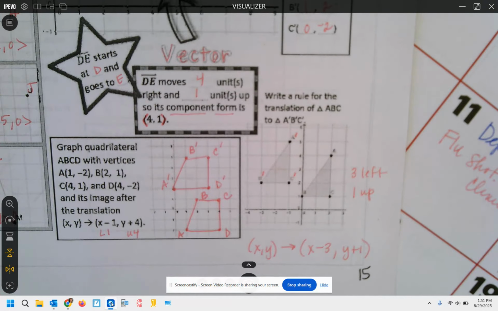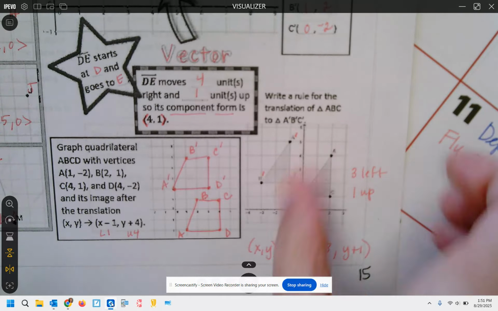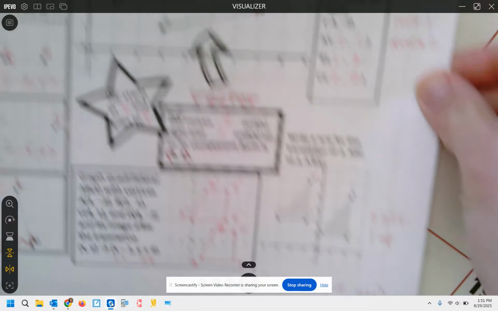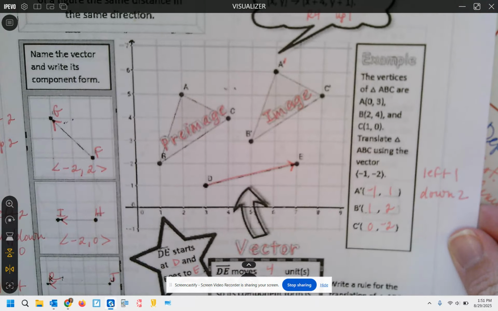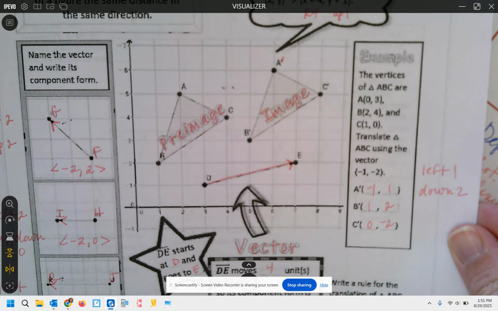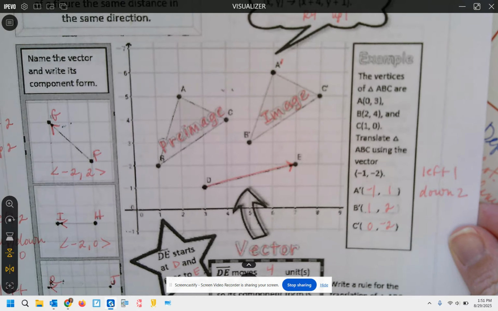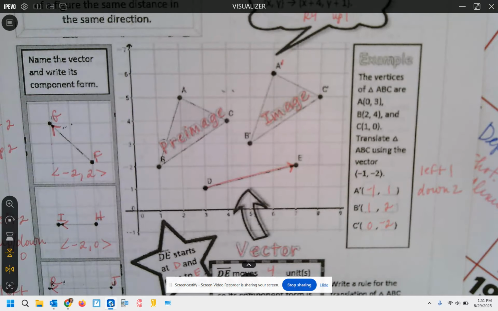Okay, so the last piece that I want to remind you of, whenever you're doing a translation, you're simply taking the original pre-image and shifting it around, up, down, left, right, whatever it may be. But it's important to realize that the pre-image and the image are the same size and shape. They are congruent. We are not changing anything about the figure. We are simply picking it up and moving it around.